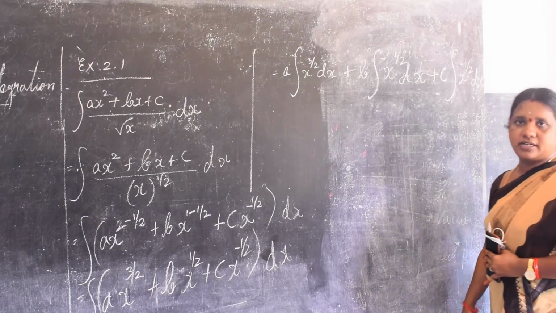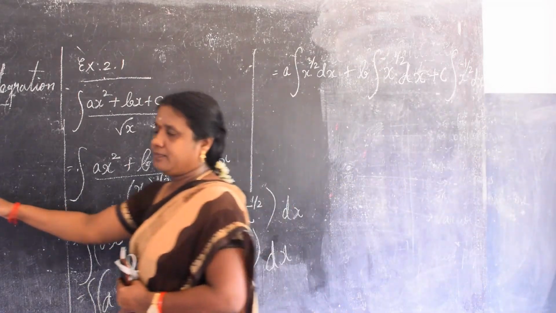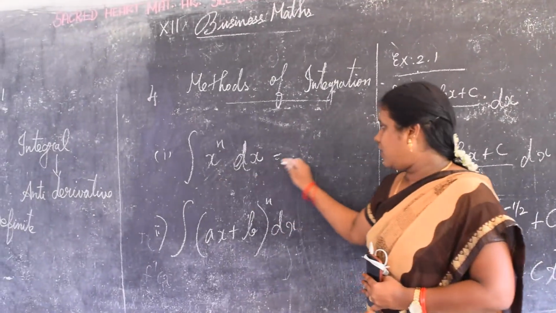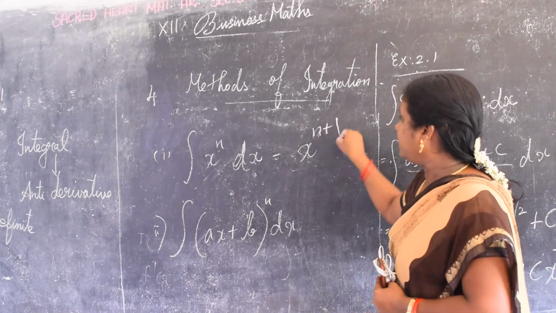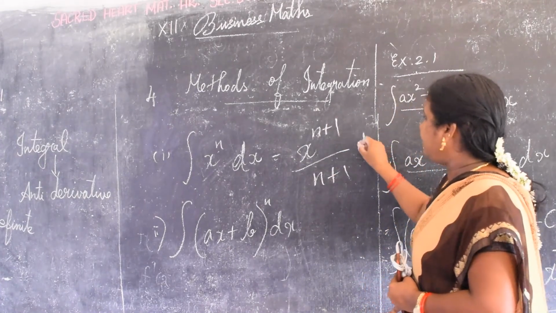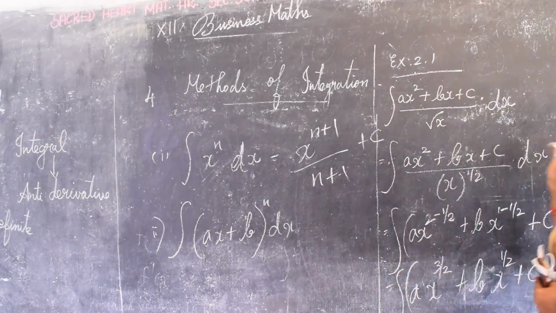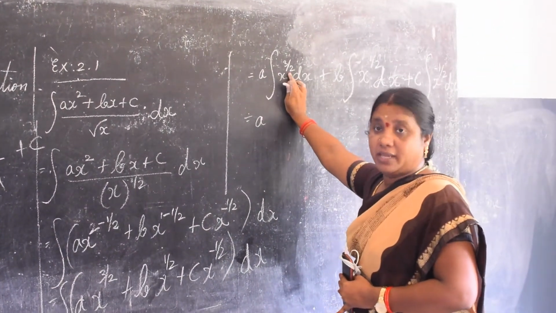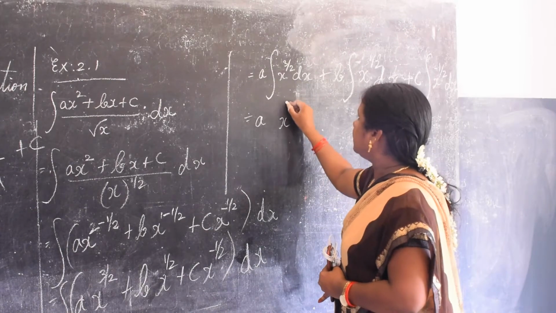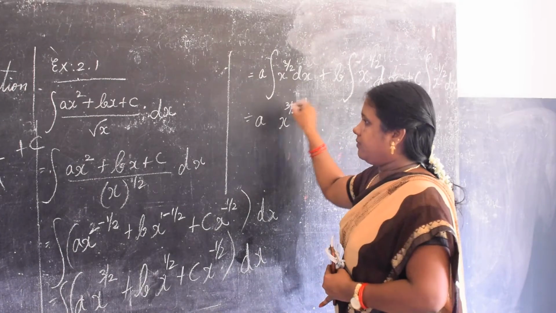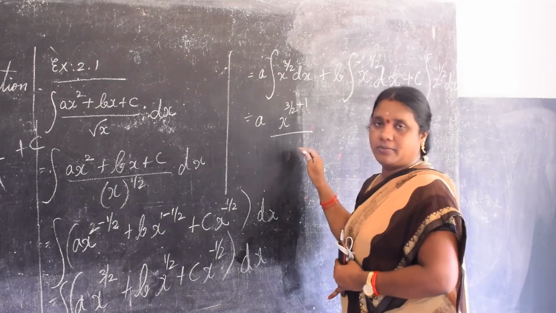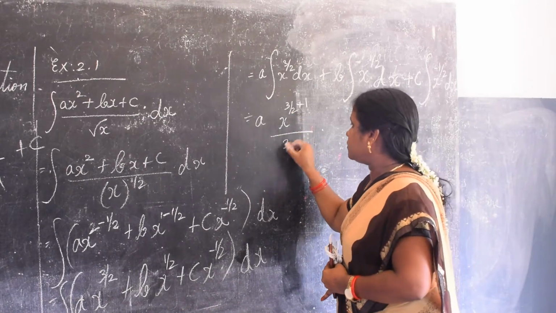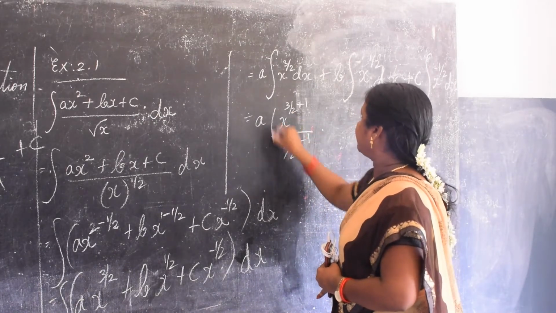Now which result am I going to use here? This one: integral x power n dx. What is our result? X power n plus 1 by n plus 1 plus c. This result I am going to use in this problem. See, what should we do? For a, what is our x power? 3 by 2. So x power 3 by 2 plus 1, that is x power n plus 1 divided by n plus 1. Here n is 3 by 2, so 3 by 2 plus 1.